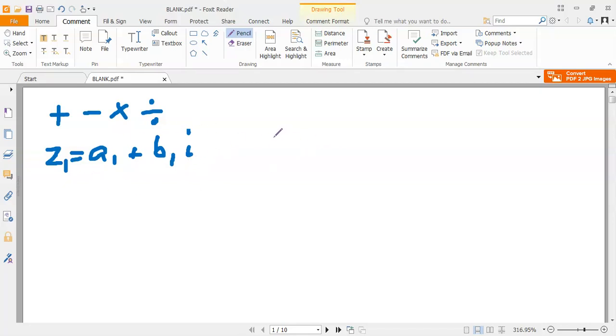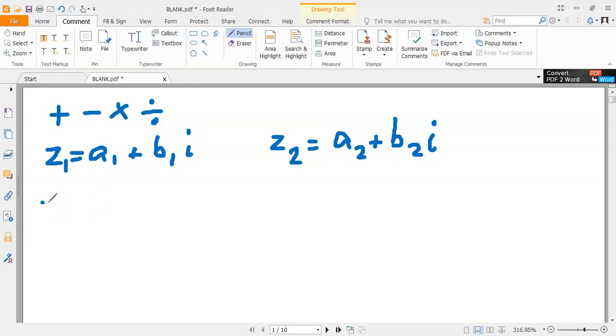Let's take that to be our first complex number, and let's take our second complex number to be A2 plus B2I. The numbers used in the first complex number are A1 and B1, and in the second complex number, the real numbers used are A2 and B2. So now let's see how we add these.